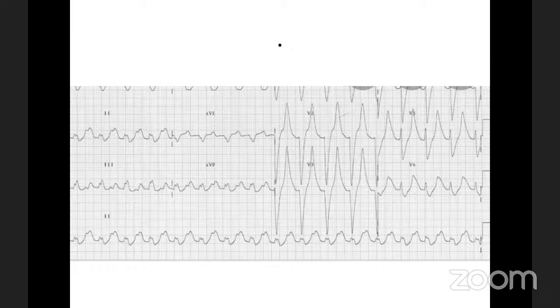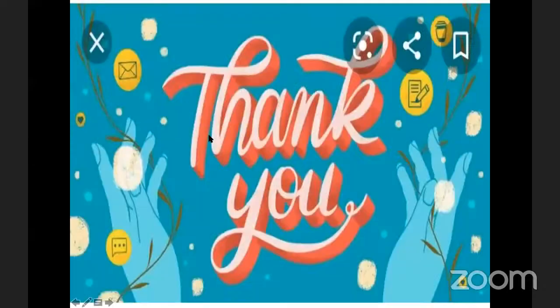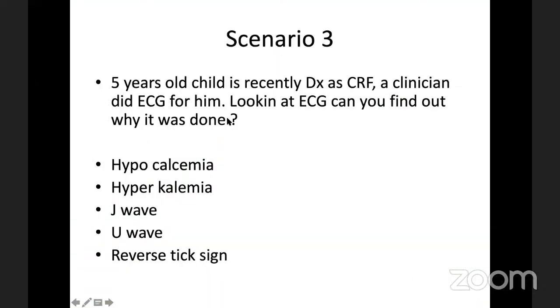What's abnormal in this ECG? Tell me one thing which is very, very prominent in this ECG. Tall T waves. Yeah, excellent. It's tent-like tall T waves, which is a sign of hyperkalemia. Yeah, hyperkalemia. Very good.